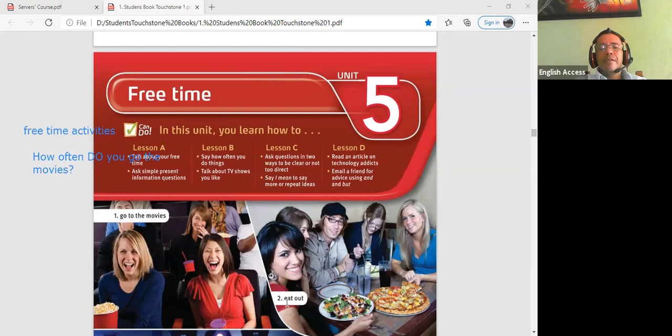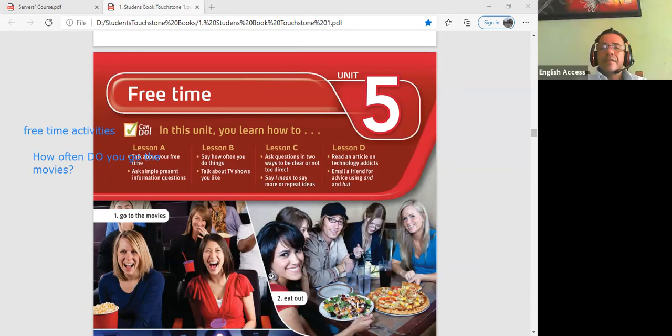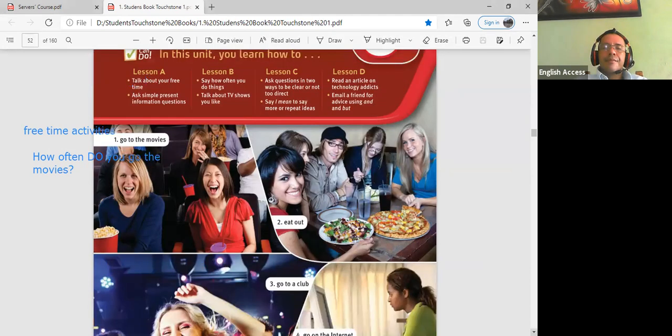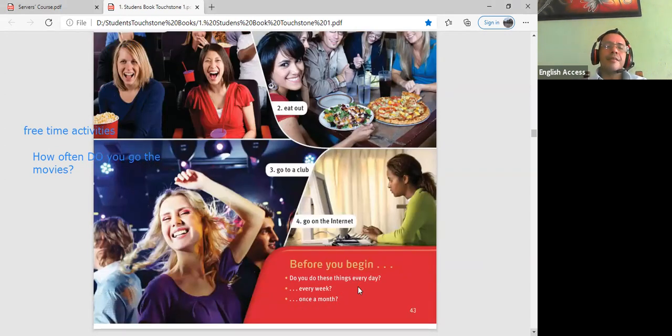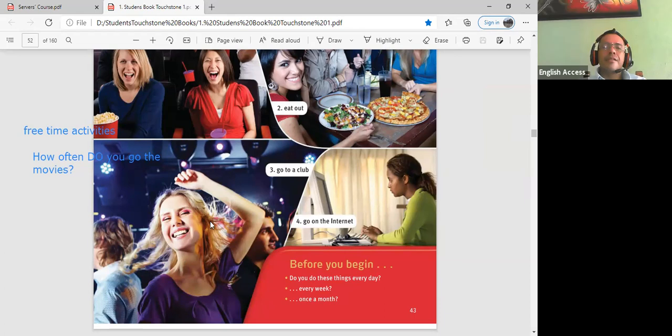Number two, it's eat out. You see this picture? The guys? Looks like they are friends, right? Having pizza and a salad. Number three, what do you see? Movies. What is she doing? This lady, this girl. Dancing? She's dancing, right? She's also having fun. And number four.